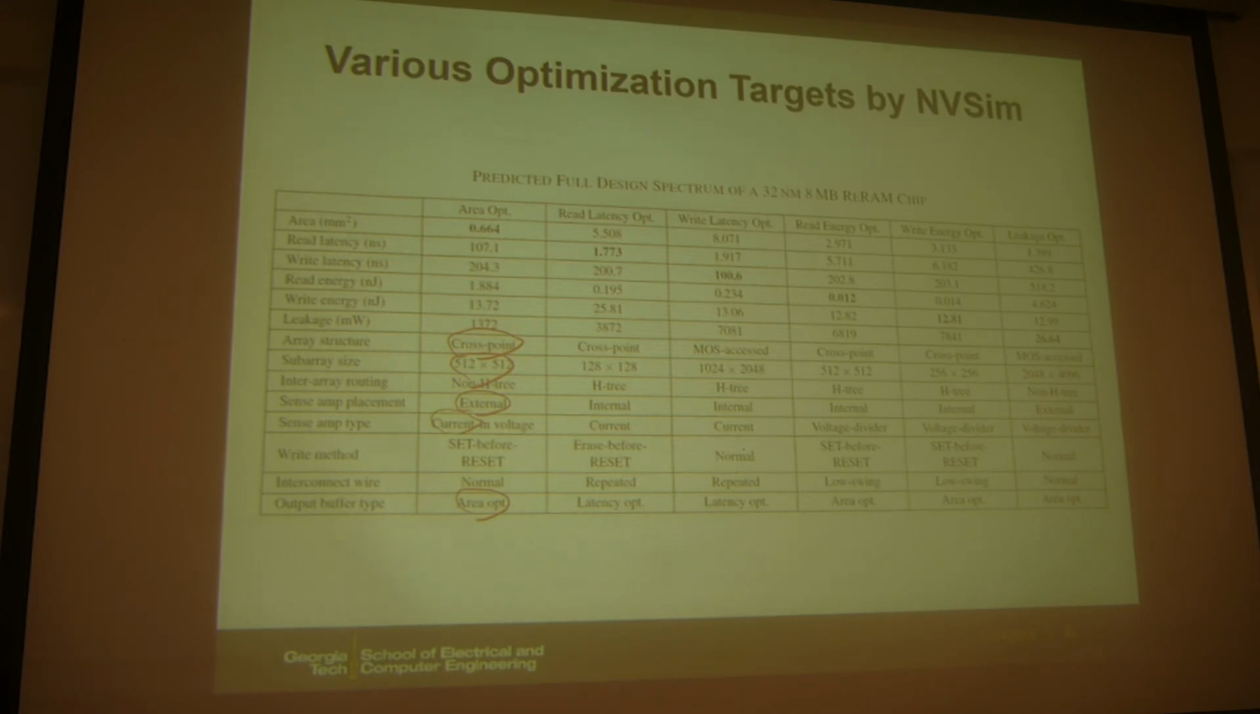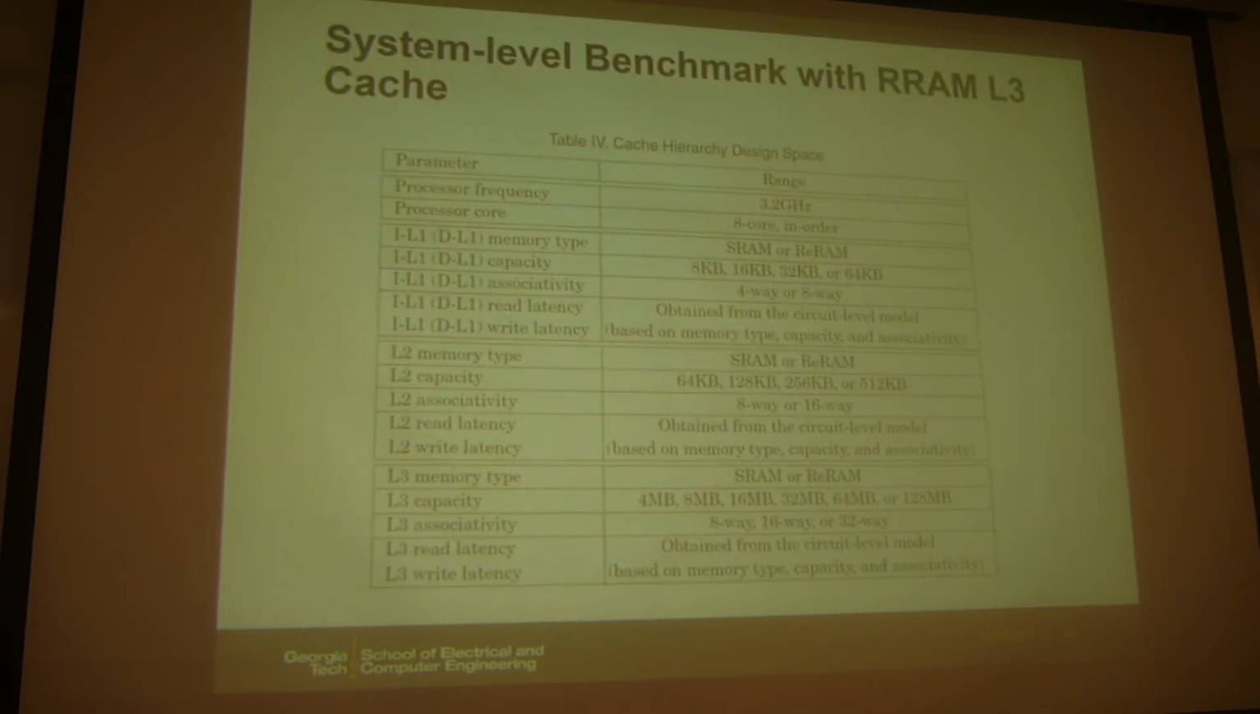And if you want to optimize for latency, then you can reduce your read latency to 1.7 nanoseconds. But then the array size will be smaller, and you need to use H-tree routing, and so on. So basically, this helps you to choose options if you want to optimize for some targets. And this is at circuit level. So typically the computer architecture community will take this output from this NVSim simulator and then run the system level benchmark to do the cache application.